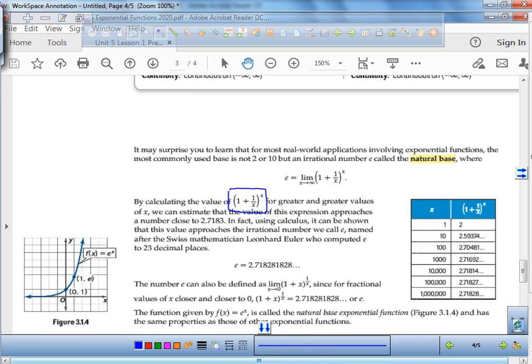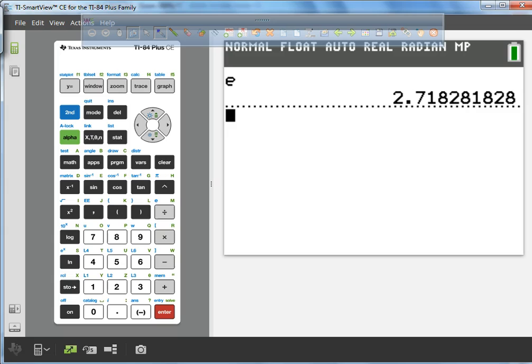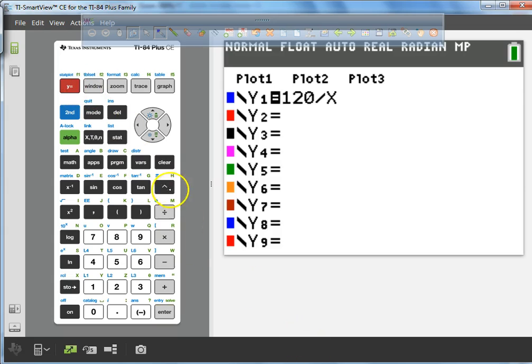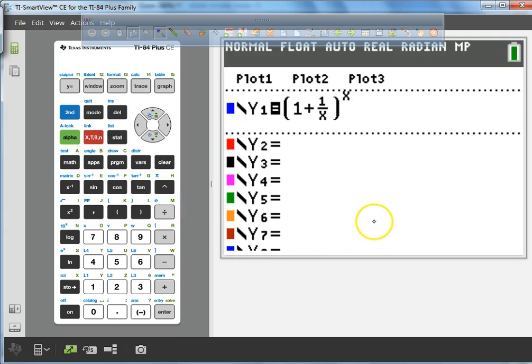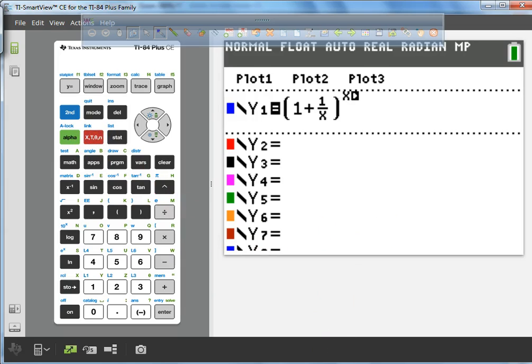So let's go ahead and do it. Ready? Go to your calculator. Hit y equals. All right? I want you to open up parentheses, put 1 plus, then alpha y equals enter, and do 1 over x. And then I want you to raise that whole thing to the power of x. All right? Just like that.